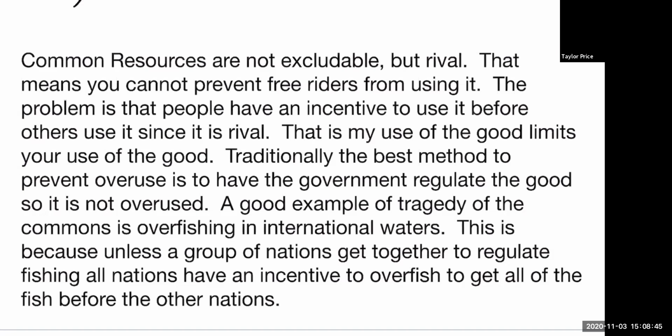So the best method that we use to try to prevent this is to have government regulate the good so it's not overused. And I already explained the fish example, but an interesting one is overfishing in international waters. Basically why this is an issue is because no country has the ability to stop fishing in international waters. So unless a group of countries or nations get together to regulate fishing, all nations have an incentive to overfish and get all of the fish before the other nations get the fish. So that's the problem of the tragedy of the commons and why government regulation is almost always the best way to fix that.